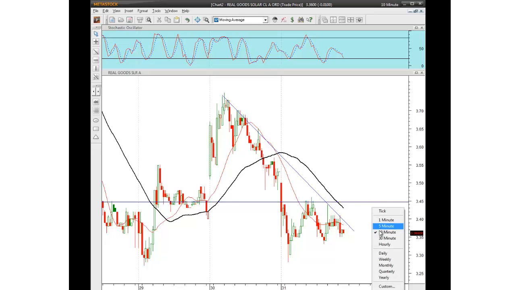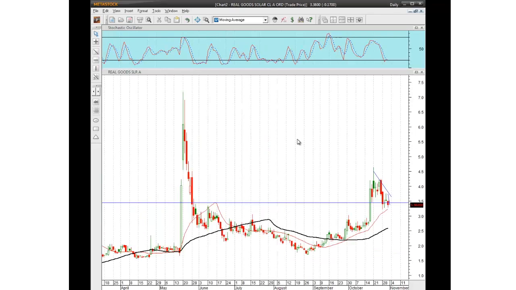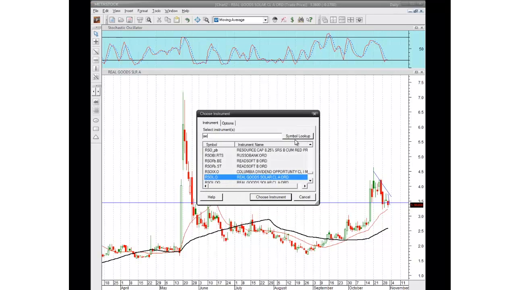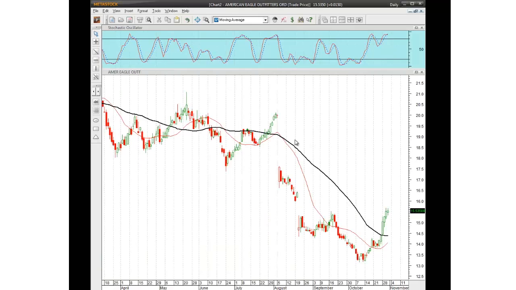Let's look at one more chart. This is a breakout chart of AEO, which is American Eagle Outfitters. It is a clothing store, and it's been pretty hard hit lately, but it has cleared a new 40-day high. That's a breakout in my book. I call that a blue sky breakout.